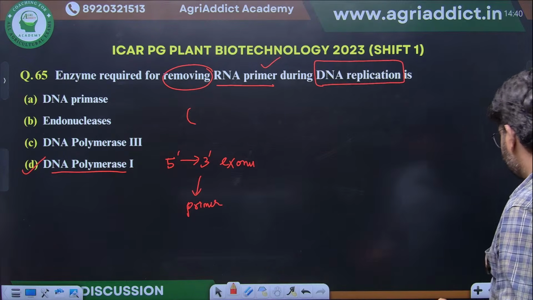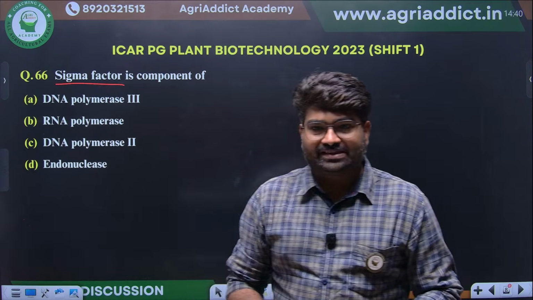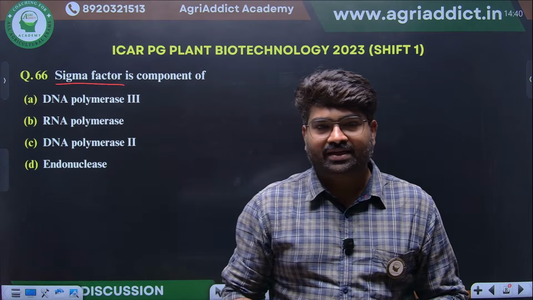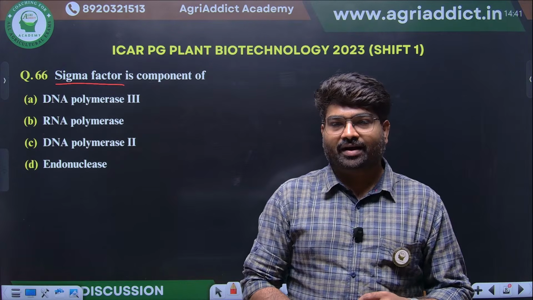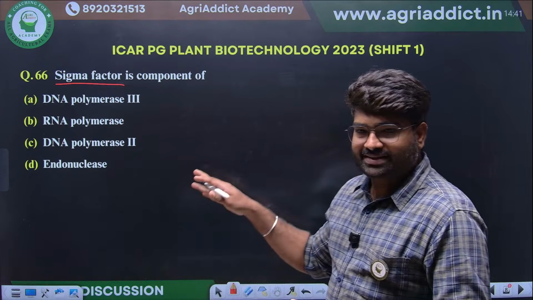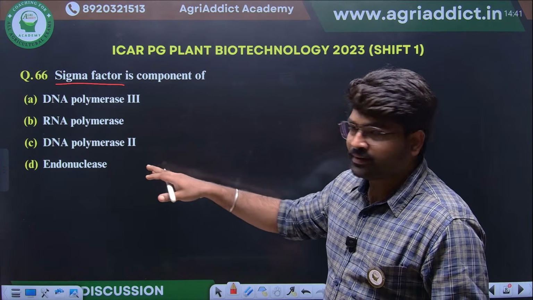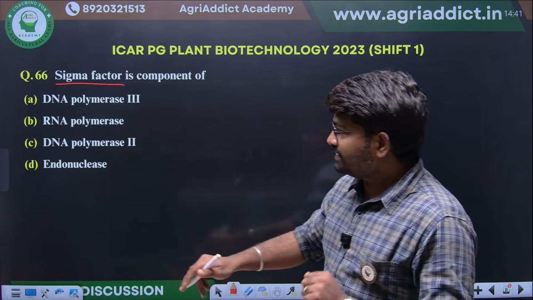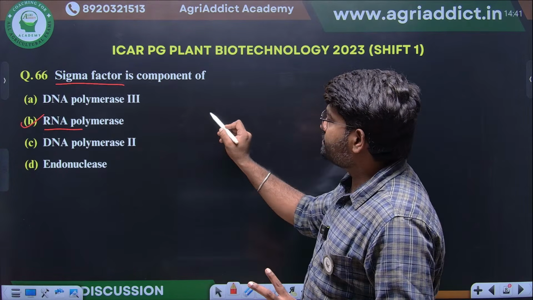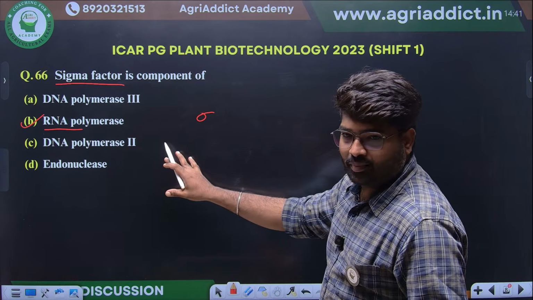Yes, very good students. Sigma factor is a component of which polymerase? Whether it's a component in DNA polymerase 1, 2, 3 or RNA polymerase or endonuclease, which will be the component? Yes, excellent. RNA polymerase. Okay, we know the sigma factor is a component in our RNA polymerase.